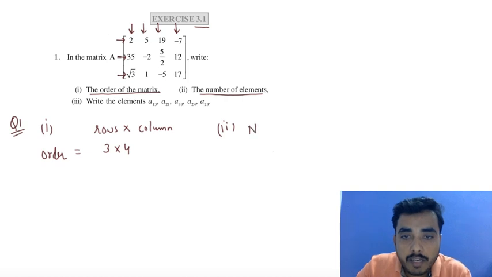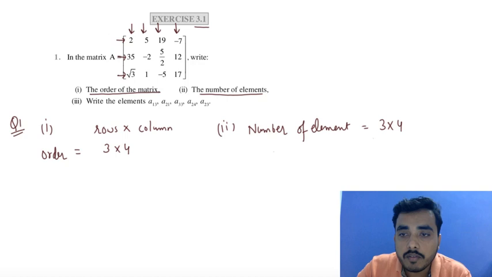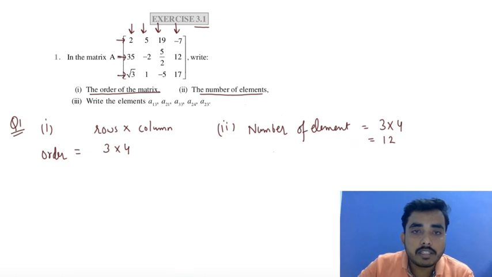Now let's see the second part, the number of elements. How will we find the number of elements? The number of elements is found if you multiply the number of rows into the number of columns. So this is 3 into 4, this is 12. So the number of elements is 12 in this, or you can count also. So these are 12 elements. So the third part is we need to write down the element.